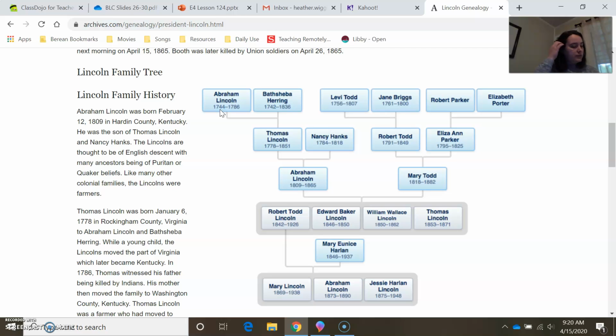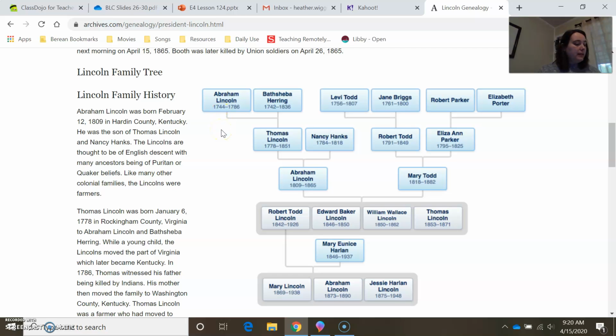Number 2, how old was Lincoln's grandfather when he died? Well, he lived from 1744 to 1786. So you're going to need to do some subtraction here. And we can do 86 minus 44. 6 minus 4 is 2. And 8 minus 4 is 4. So he was 42 years old when he died.